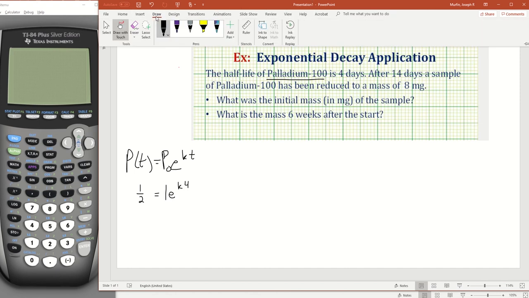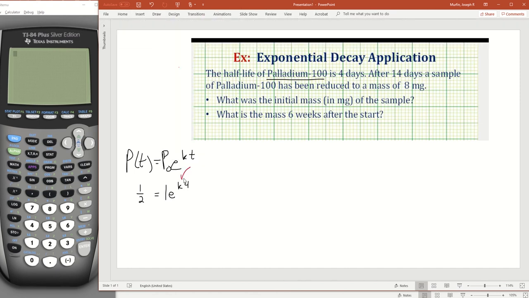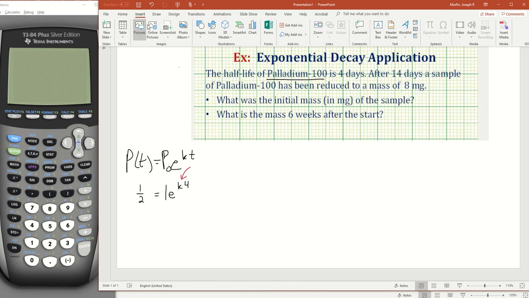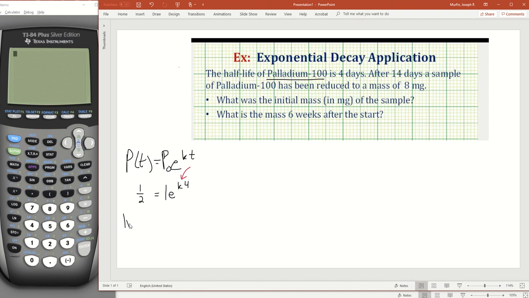Now what we're trying to figure out is this decay value, this constant right here, k. This is always our first step for these types of problems. So that's what I want to solve for first, figuring out what this k value is going to be. To get that k down from the exponent, I'm just going to take the natural log of both sides. So natural log of 1/2 is equal to natural log. Again, the 1 can go away. I'm just going to write this as e to the 4k instead of k times 4.